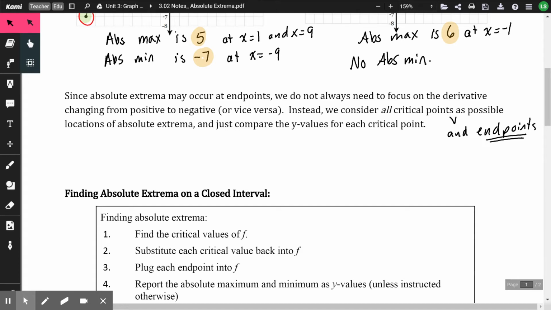What we're going to do is compare what the different values are for each one of those critical points and each one of those endpoints.